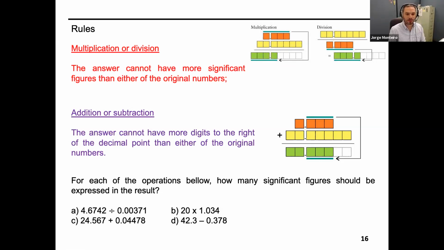For addition or subtraction, the answer cannot have more digits to the right of the decimal point than either of the original numbers. What I like to do is to stack the two numbers. Make sure you align the decimal point, and your answer cannot have more digits to the right of the decimal point. Look here at the orange: we have 3 digits to the right of the decimal point, and the yellow has 5. So your answer has to stop here at 3 digits. We are going to chop here, and then you count everything that's to the left.